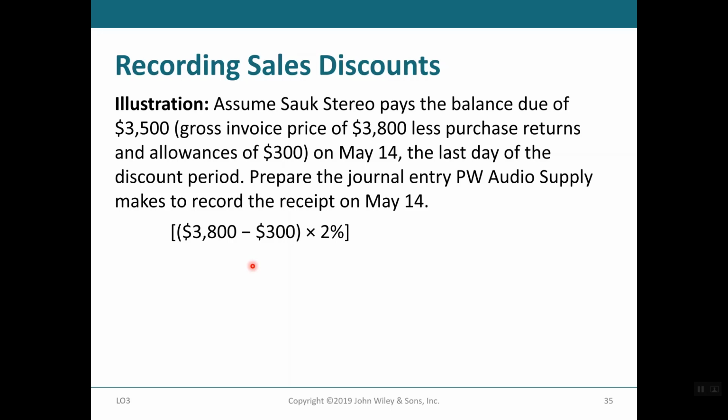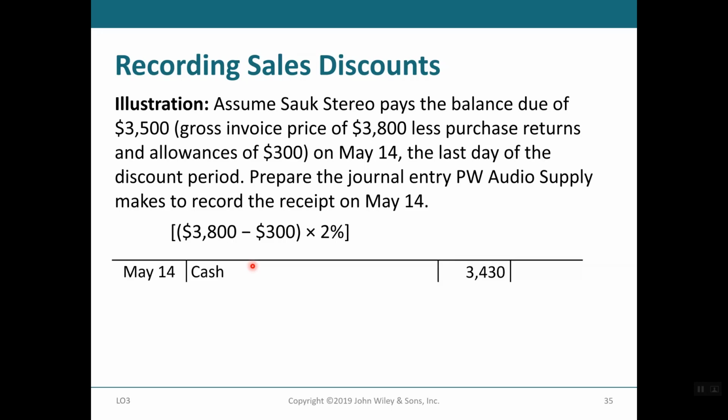All right, so assuming Sook Stereo pays the balance due of 3,005, the gross receipt price of 3,800 less the returns, on May 14, the last day of the discount. Prepare the journal entry PW Audio Supply makes to record the receipt on May 14. Okay, so now we're looking at it from the seller's point of view. We have 3,500 times the 2% discount because they paid up early.